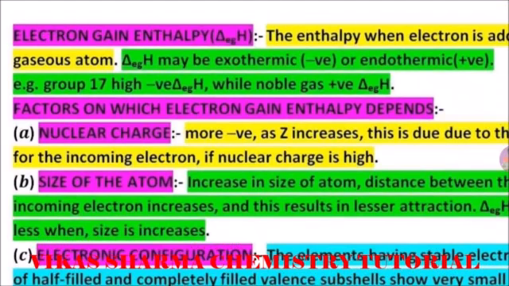For example, group 17 has a highly negative electron gain enthalpy, but noble gases have a positive electron gain enthalpy. When an electron comes into a group 17 member, the enthalpy is released. But in the case of noble gases, when we want to add an electron to the orbital of a noble gas, enthalpy is required.